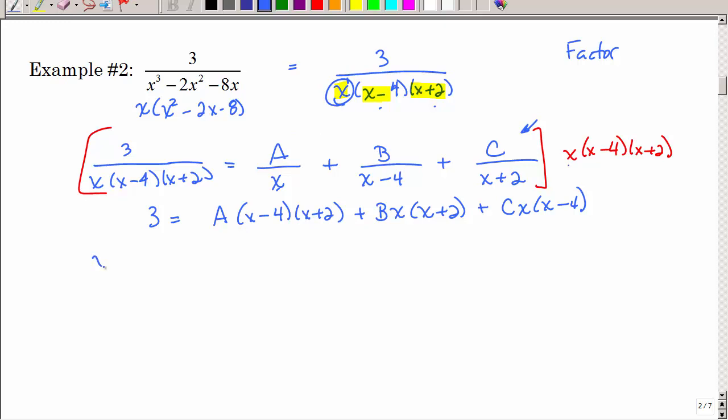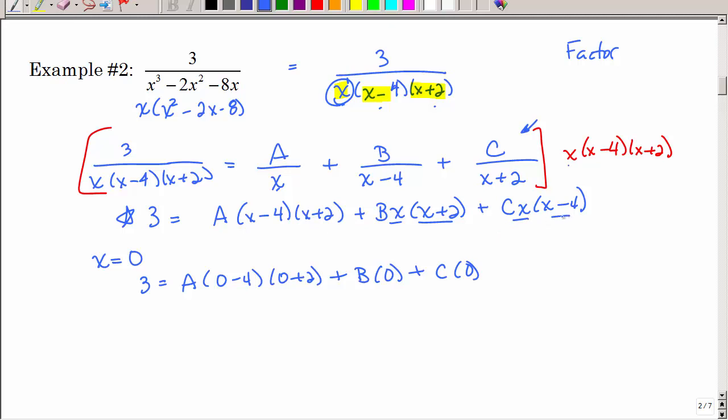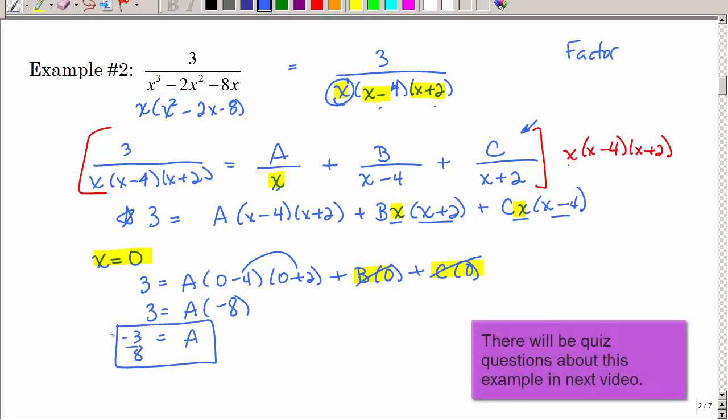Convenient values. Come back up here to my denominators and let those be 0. Here's my equation. Everywhere there is an x, I'm going to put in 0. And that's going to become 0, so it really doesn't matter about that part. Same thing here. Because everywhere there was an x, that is going to become 0 when I put in 0 here. So I have 3 equals a times negative 8 plus 0. So I have a equals negative 3/8. So that's one constant.